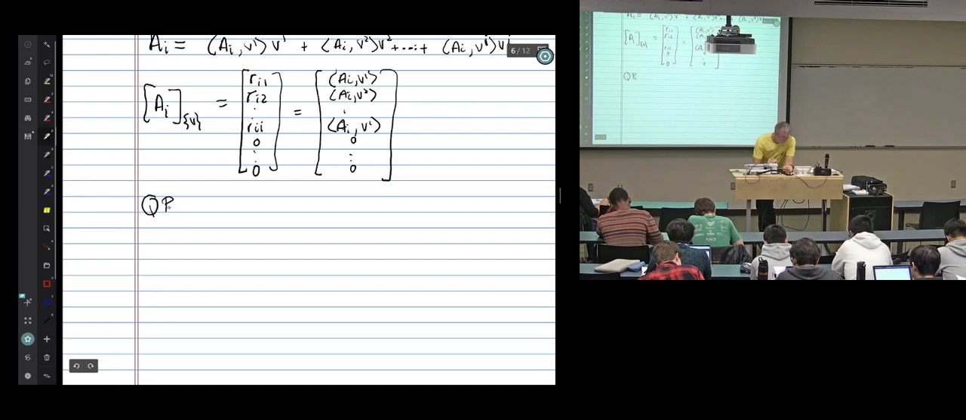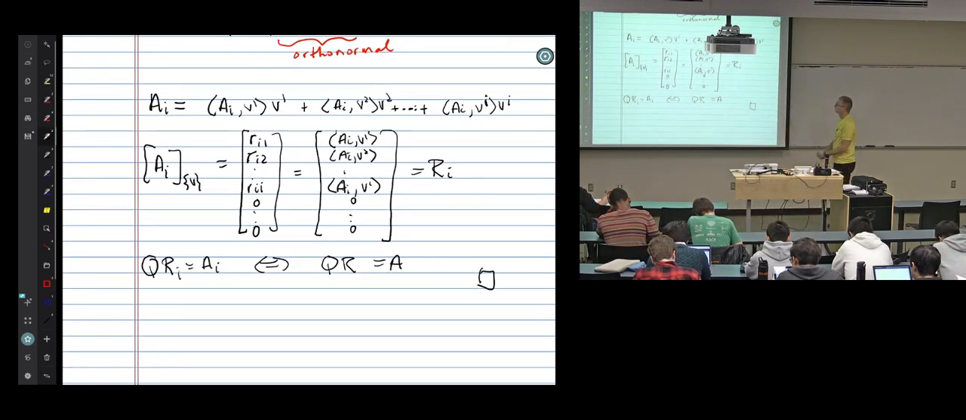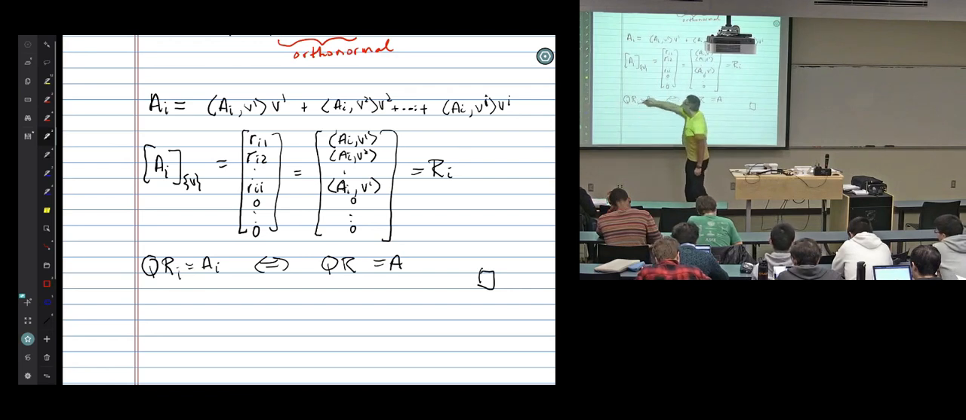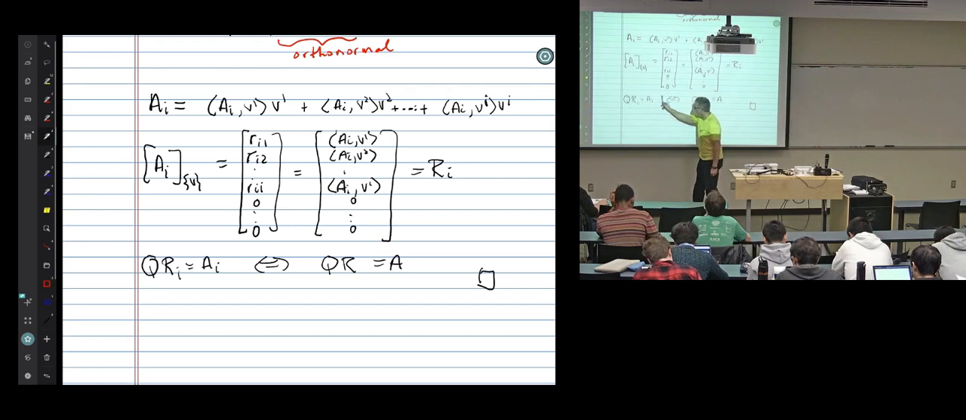And we get Q times, so we'll call this Ri, the ith column of the representation, equals Ai, and that means Q times R equals A. So that's it. Q times Ri is just the first column of Q times Ri1, second column of Q times Ri2. That's what we have written up here. And so if I just go A1, A2, An, I go R1, R2, Rn, and I get QR equals A.